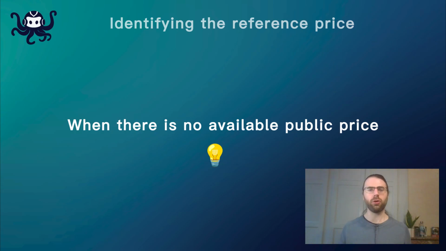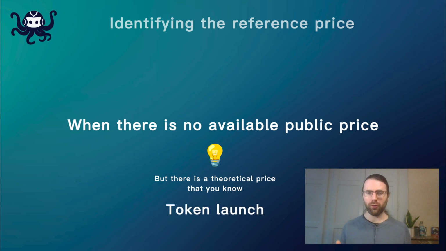But you know that for now it should be, for example, at least 1.5 USDT. This is often the case during a token launch, when you want to initialize your market around your public sale price and then let the market decide how the price should evolve.